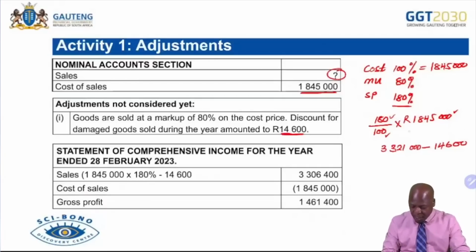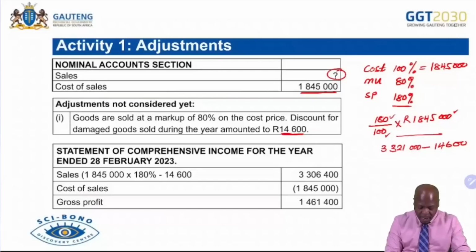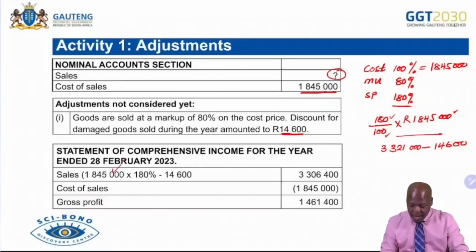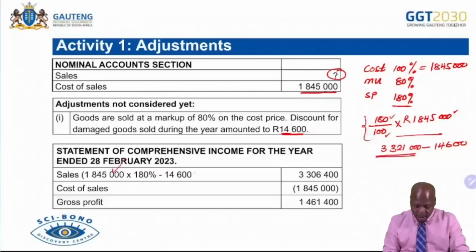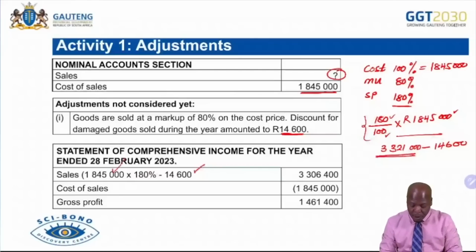Remember what we did over here. We had our 1,845,000. And then we multiply by 180%. It is the same as what we said here, 180 over 100. And it would give us the 3,321,000. Then we minus the 14,600, which is the discount for the damaged goods. Then we end up with 3,306,400, which is what we have here.